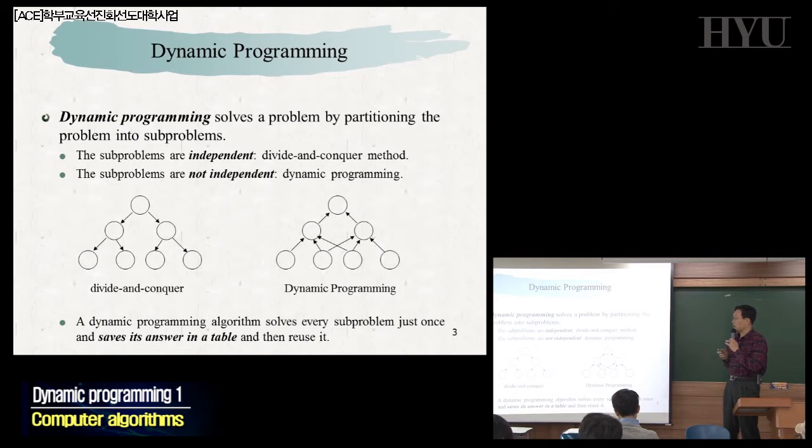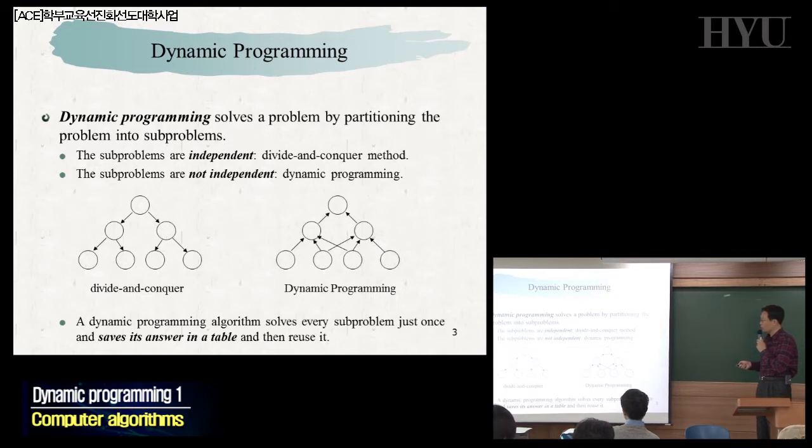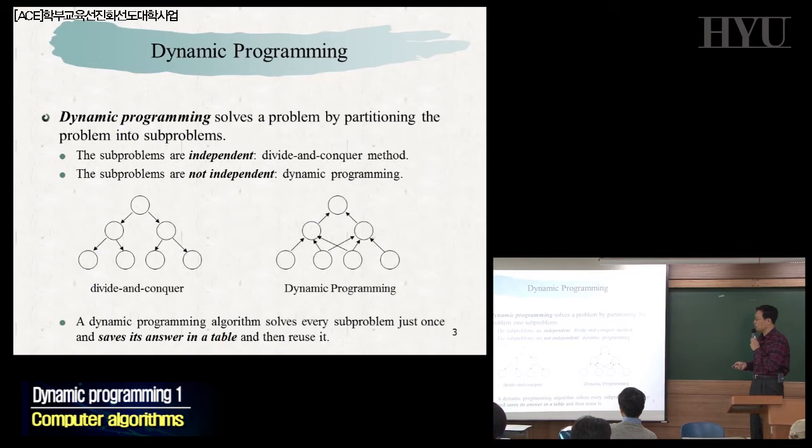In the case of divide and conquer method, the sub-problems are independent, like this. But in the case of dynamic programming, the sub-problems are not independent. That is, to solve this problem, these three sub-problems are used. And these two sub-problems are also used to solve this problem. So that is the main difference.